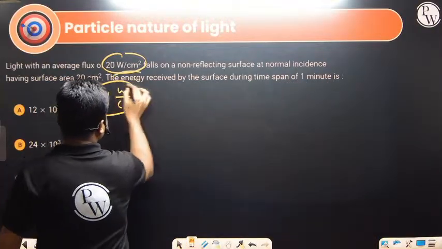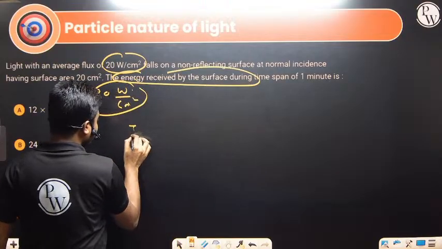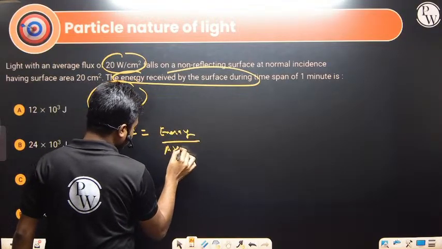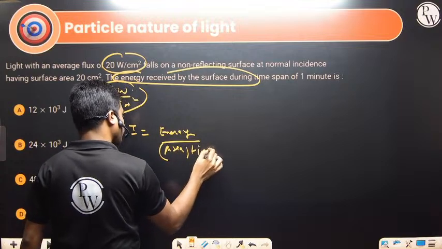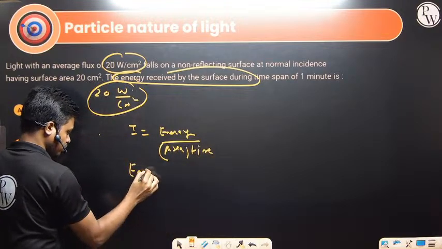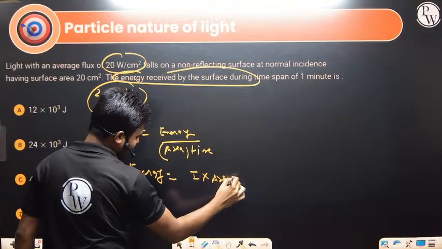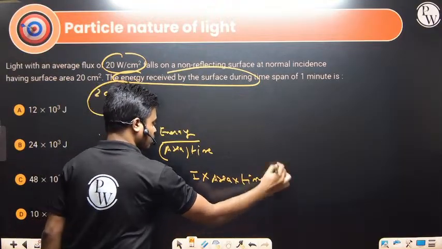And what they're asking is energy. How can we write intensity with energy? Intensity is energy divided by area divided by time. So what is energy? Intensity multiplied by area multiplied by time. That's it. Nothing more.